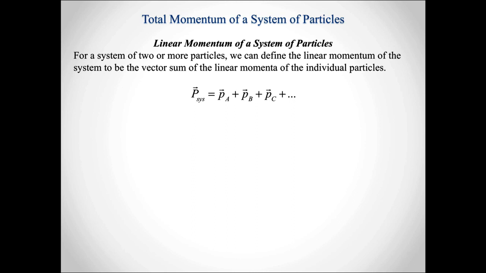And so what we're going to do is define the linear momentum for a system of particles to simply be the vector sum of the individual linear momenta for each of our individual particles. So if I've got particles A, B, C, however many we've got, to get the linear momentum of my system, I just need to do the vector addition problem to add up all their individual linear momenta.